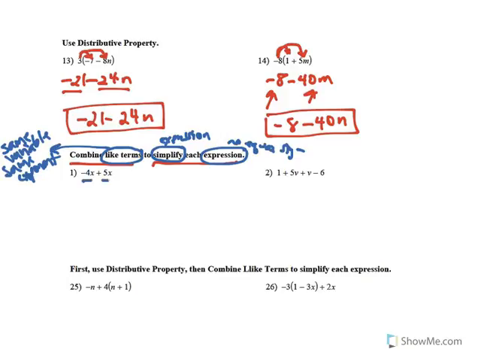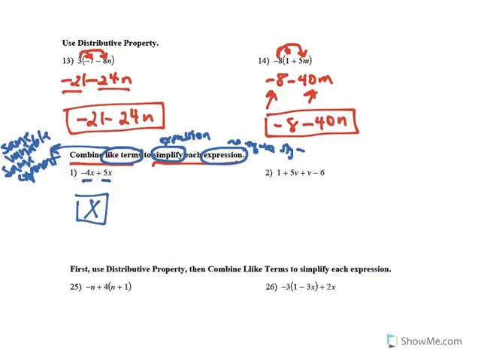Here, we identify the like terms. We have a negative 4x and a positive 5x. So we combine the coefficients and we are left with a positive x. Negative 4 plus 5 gives me positive 1. x is my answer.